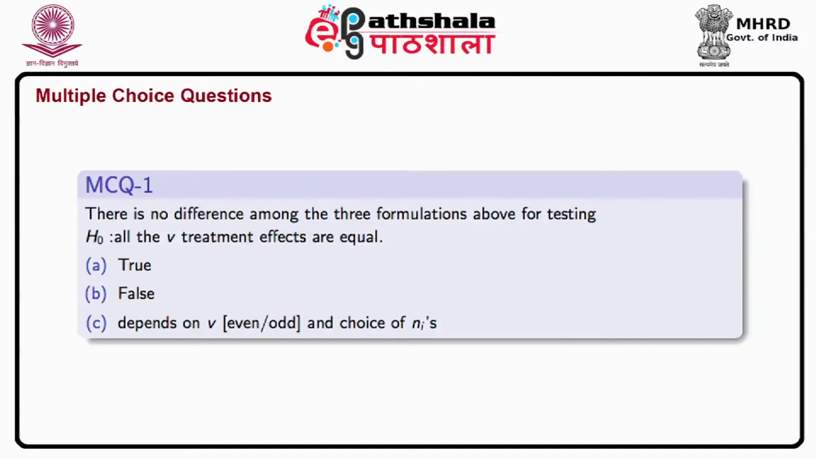In the model we have got tau 1, tau 2, tau v. There are three formulations given, set 1, set 2, set 3. And the question is, there is no difference among the three formulations for testing the problem H naught, all v treatment effects are equal. You are given three options: whether all the three statements are equivalent, true or false, or it depends on whether the number of treatments is even or odd, and also on the choice of the replication numbers. Good. So these are the MCQs coming up here.